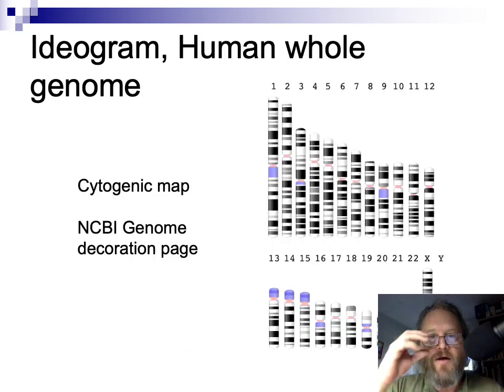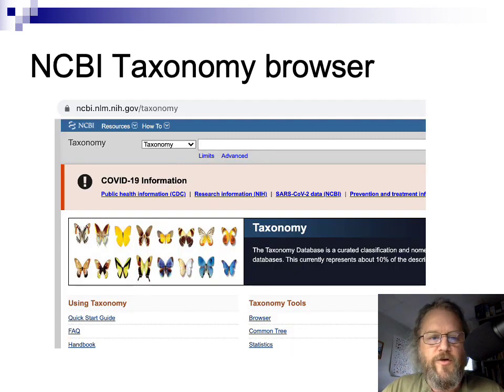Okay, so let's get back to how we can use mapping. What can we use evidence of mapping for? This is an example. If you go to the NCBI genome decoration page, you can get images of a number of karyotypes for different species with the banding patterns. Another site you can link to for that information is the NCBI taxonomy browser.